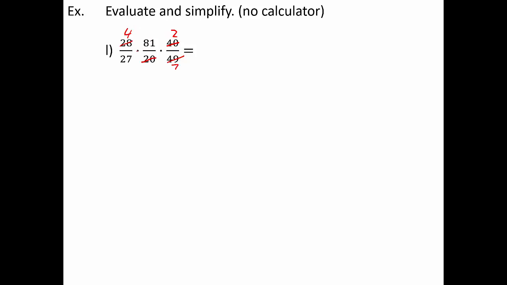Next, I'm going to look at the 81 and the 27, both of which are divisible by 9. So if I divide by 9, divide by 9, I get that. But then I see, just because I divided by 9 doesn't mean that I was done. 27 and 81, sure, they're both divisible by 9, but I can go further and divide by 3. Because 27 goes into 81 3 times.